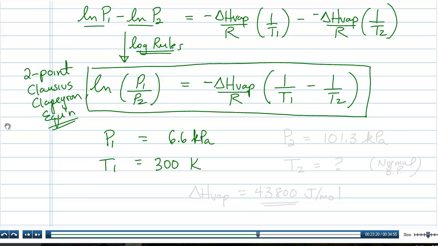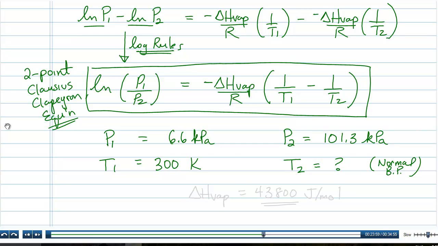But the question we're trying to answer says to calculate the normal boiling point of 2-propanol. We recall the definition of normal boiling point: it's the temperature at which the vapor pressure is equal to standard pressure. So I'm going to let P2 equal standard pressure, which is 101.3 kilopascals. And the thing I'm going to solve for is T2, because the temperature at which the vapor pressure equals 101.3 is my normal boiling point.